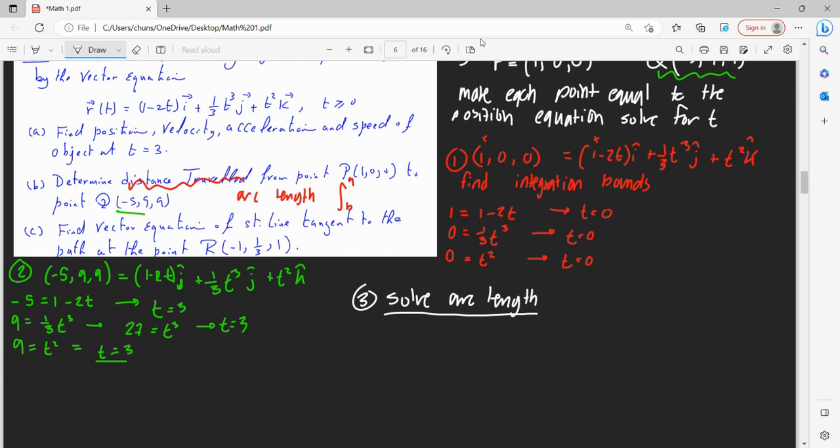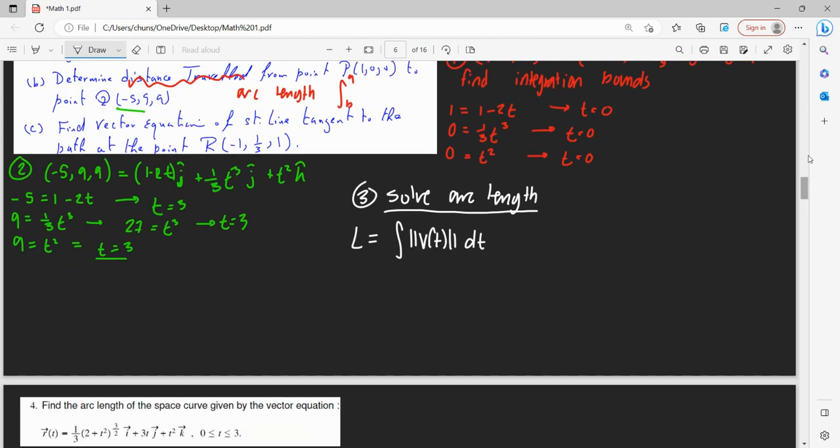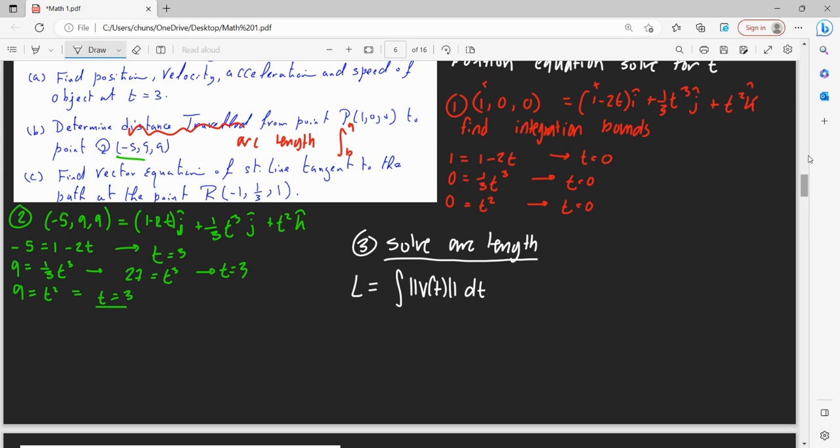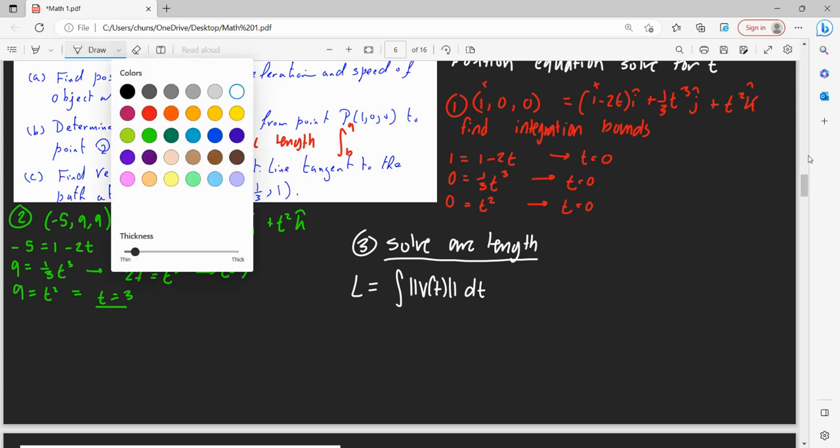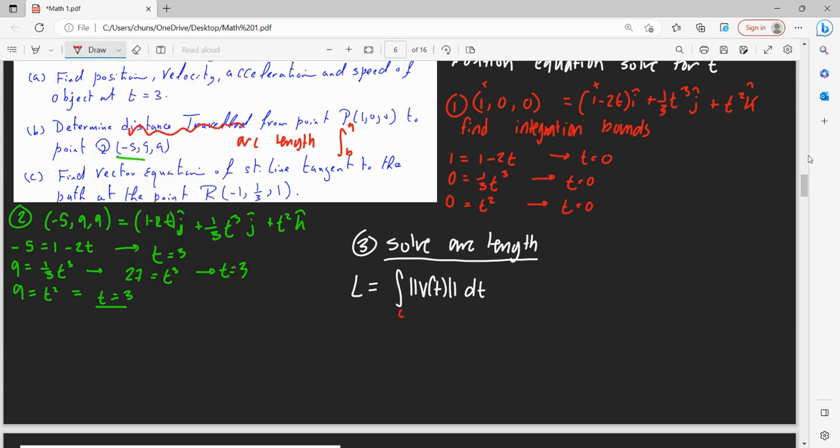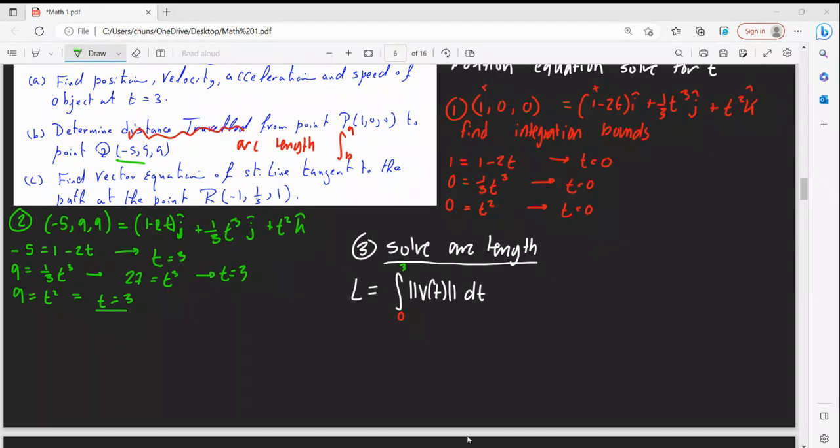Sorry, just checking out what the other ones are. So solving for arc length, L equals the integral of speed dt. I'm just going to plug in what speed is so we can save a little bit. But just know that what we solved for, t equals 0 and t equals 3, are going to be our top and bottom bounds. You should be able to find speed on your own. I'm just going to plug it in for time's sake.